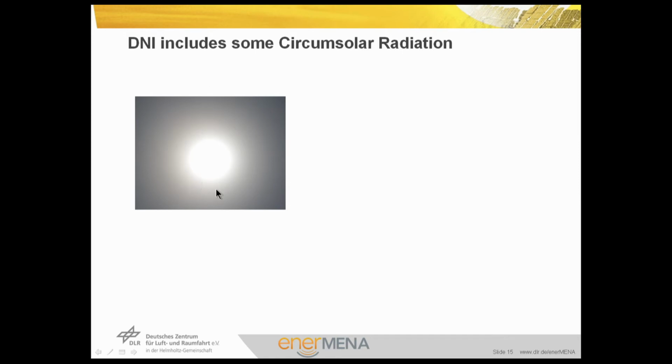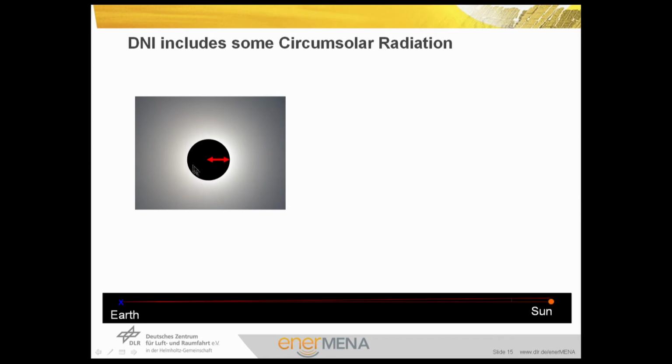In this picture we see a photo of the Sun. I now cover the solar disk. The radius of this circle can be calculated using the distance from the Earth to the Sun and the radius of the Sun. So we can calculate that this radius is approximately 0.27 degrees. And now going back to the photo, we see a lot of forward scattered light around the black circle, and this forward scattered light is circumsolar radiation.